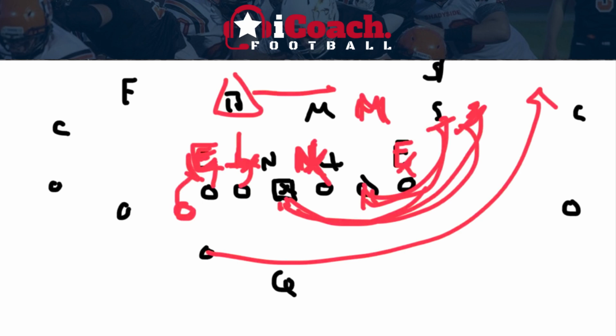What makes the difference between the buck sweep and the sweep read, again, is the center is always going, and you're reading the backside backer. And you want to keep them spread out. You want to make sure that you have at least 3 receivers in the game.